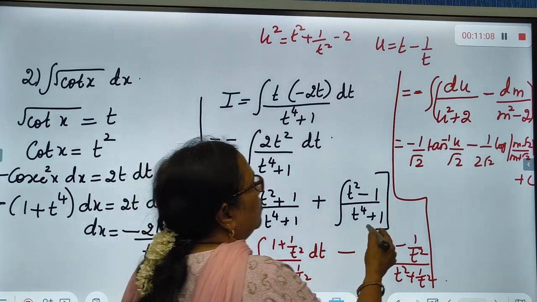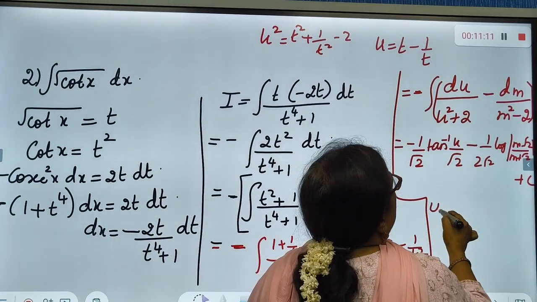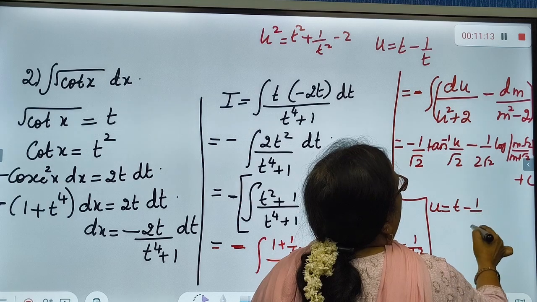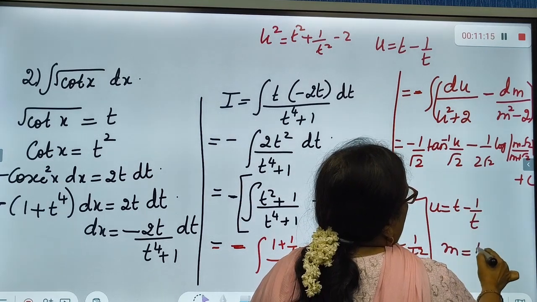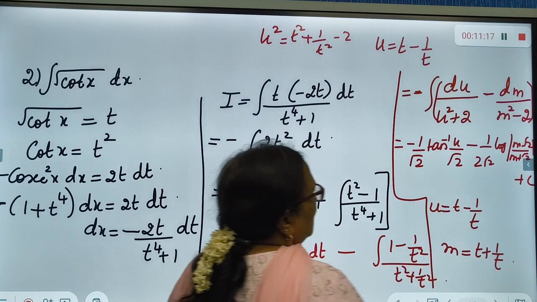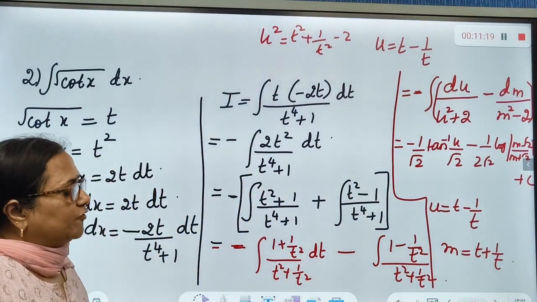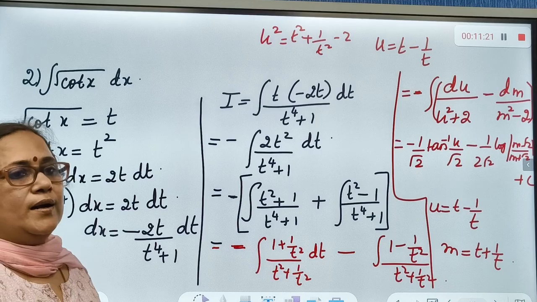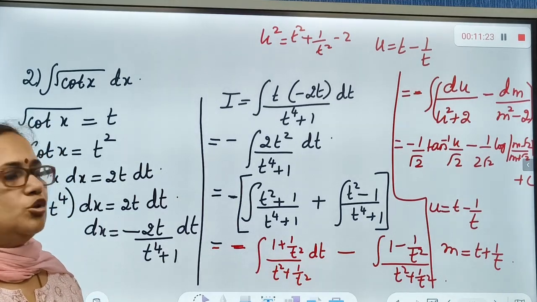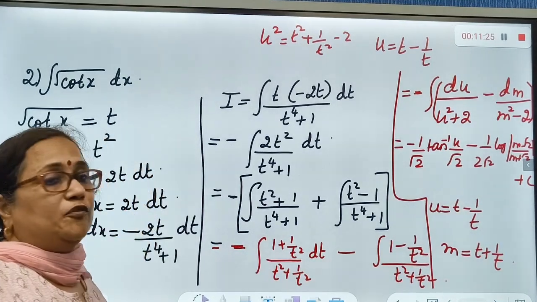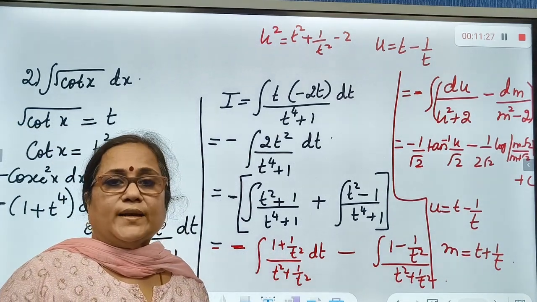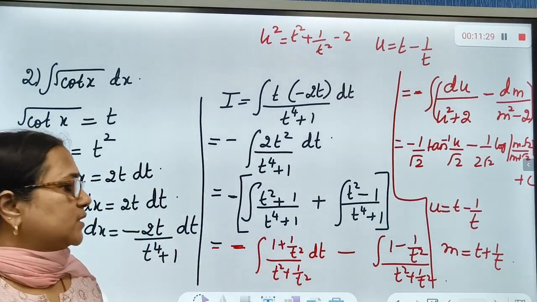Substitute back for u. U is what? T minus 1 by t. M is t plus 1 by t. So you can substitute back for u and m. Then you get the solution. Are you able to follow? So we have done root tan x. We have done root cot x.